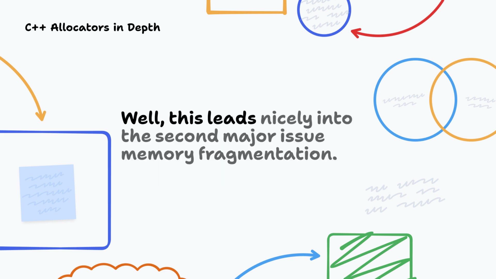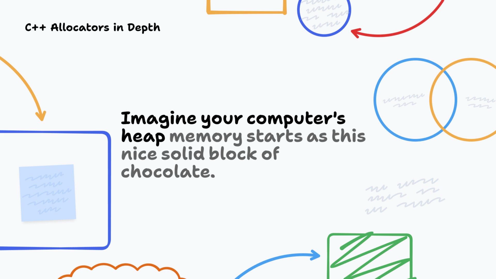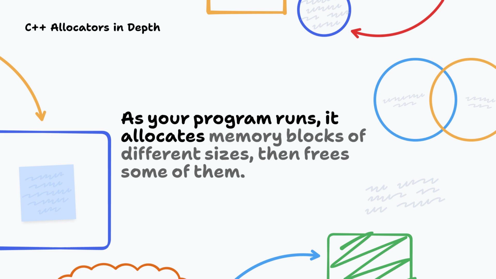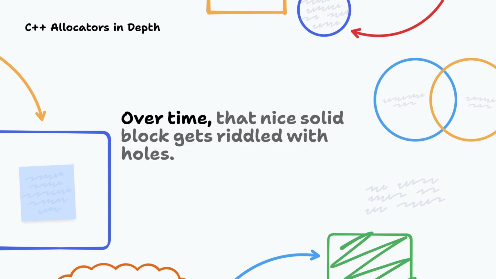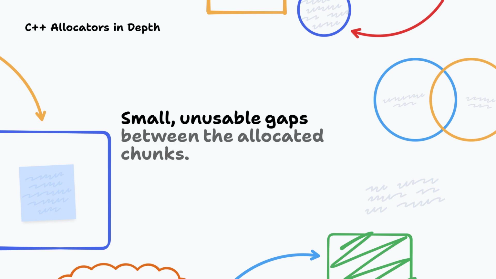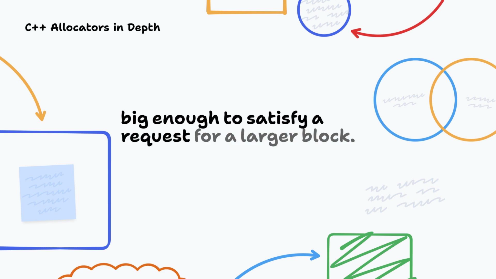Okay, so system calls are bad. What's next? Well, this leads nicely into the second major issue, memory fragmentation. Ah, the Swiss cheese problem. Yes, precisely. Imagine your computer's heap memory starts as this nice solid block of chocolate. As your program runs, it allocates memory blocks of different sizes, then frees some of them. It's like taking bites out of the chocolate bar, maybe putting some crumbs back in different places. Right. Over time, that nice solid block gets riddled with holes, small, unusable gaps between the allocated chunks. So even if you technically have plenty of total free memory added up, you might not have a single contiguous hole big enough to satisfy a request for a larger block.